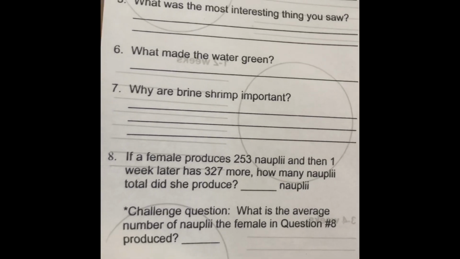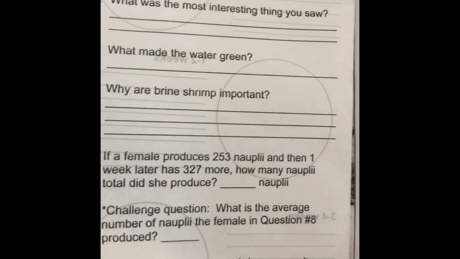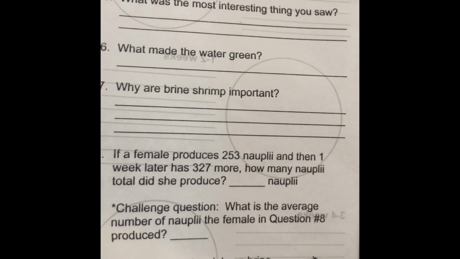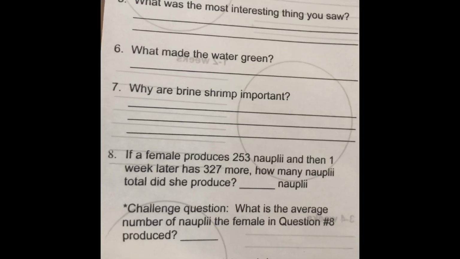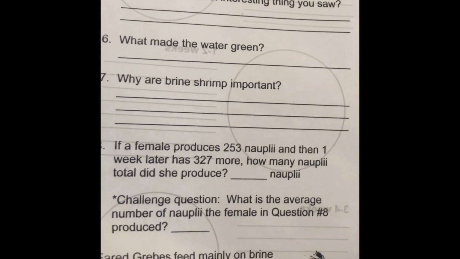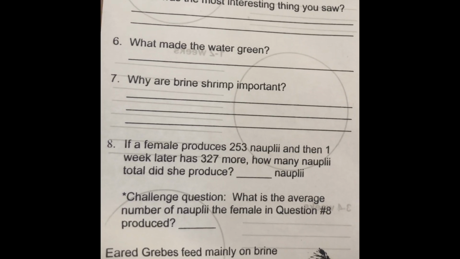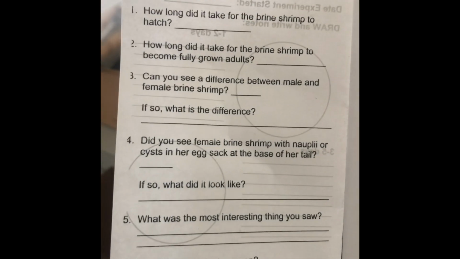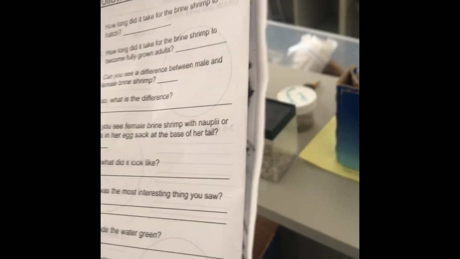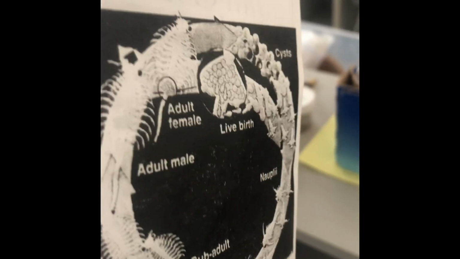And then this is a fun math question, I skipped that, but if a female produces 253 nauplii and then 1 week later has 327 more, how many nauplii total did she produce? So you gotta add that up. And then you can average it, do a little math fun. All right, well, we'll try to count up. It might be kind of hard, but let's see how this goes.